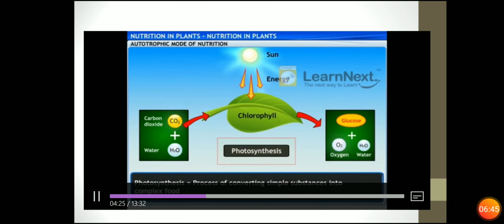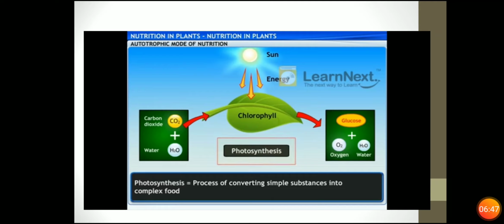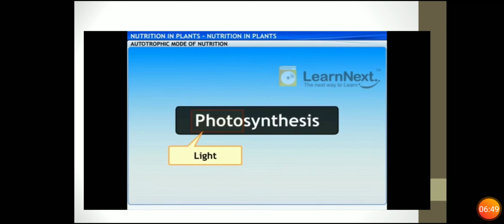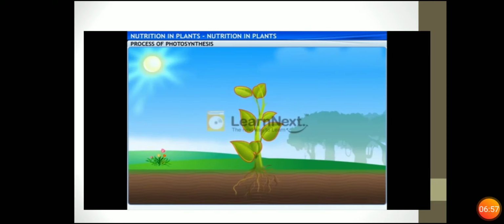The word photosynthesis is derived from two words: photo, meaning light, and synthesis, which means to combine. Leaves are the food factories of a plant. However, other parts of the plant play important roles too.